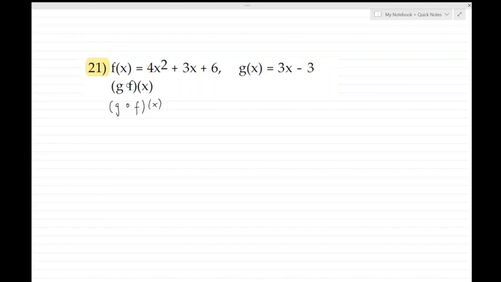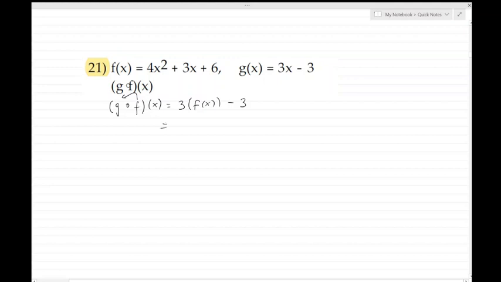Okay, so what happens is that we have the function g, which is 3, and we're plugging in the function f of x into it. So 3 times f of x minus 3. So this time we're doing the same thing. We're plugging in f into the g.